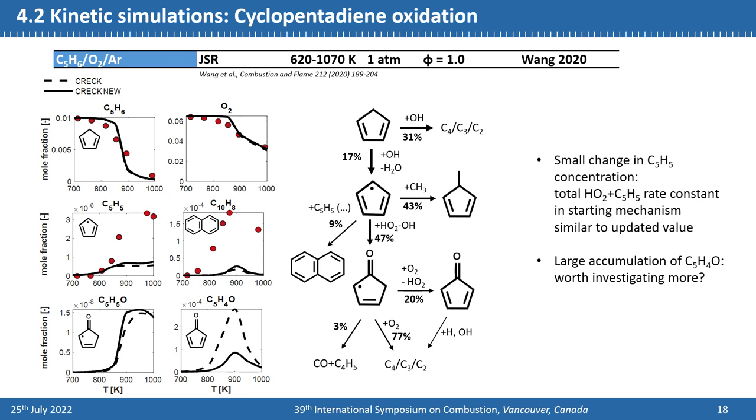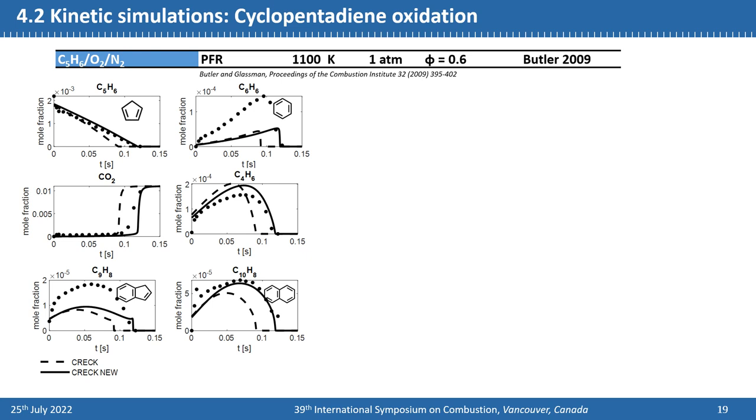And it is also interesting to note that cyclopentadienone significantly accumulates in both cases, and therefore, since it was not detected experimentally, it might be worth investigating its reactivity further. However, we obtained a strong impact of the new kinetics for cyclopentadiene oxidation in the plug flow reactor of Butler at a slightly higher temperature.